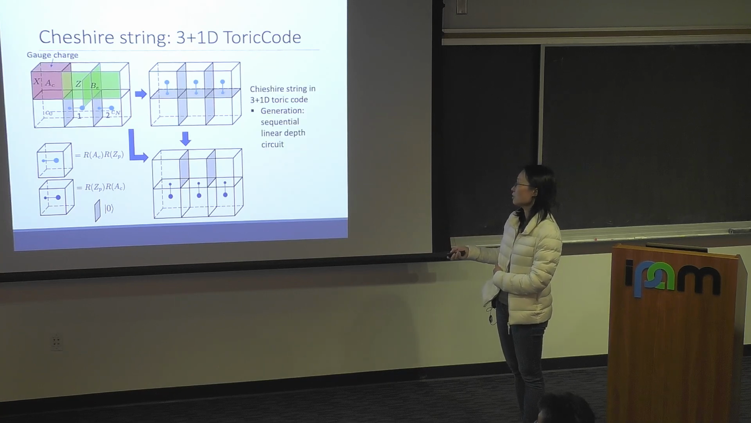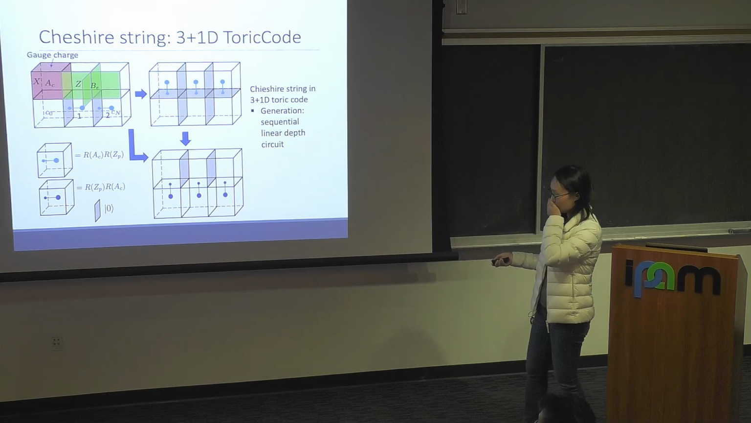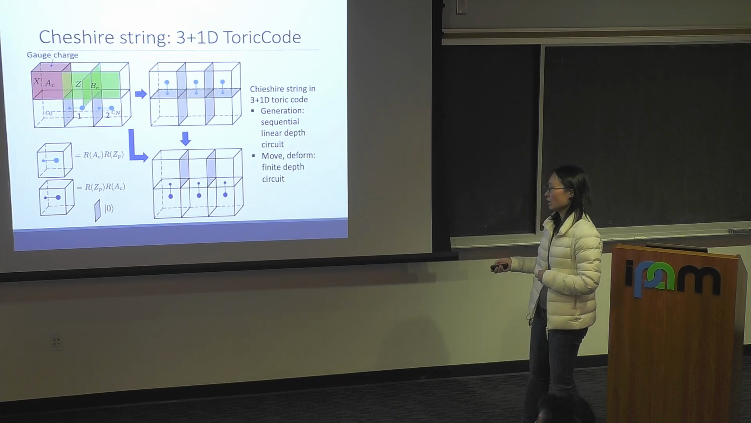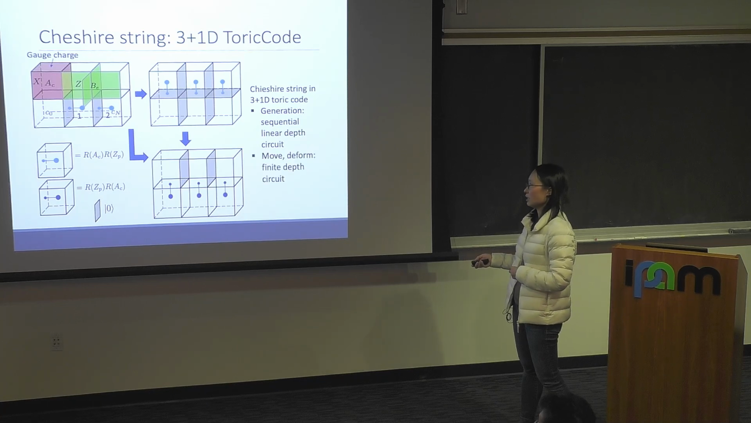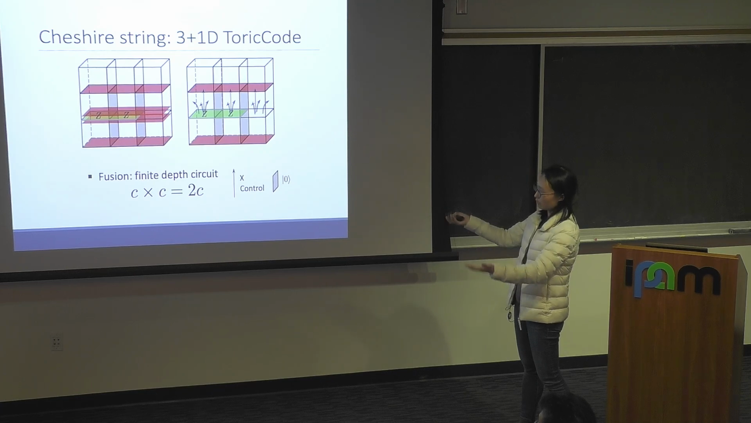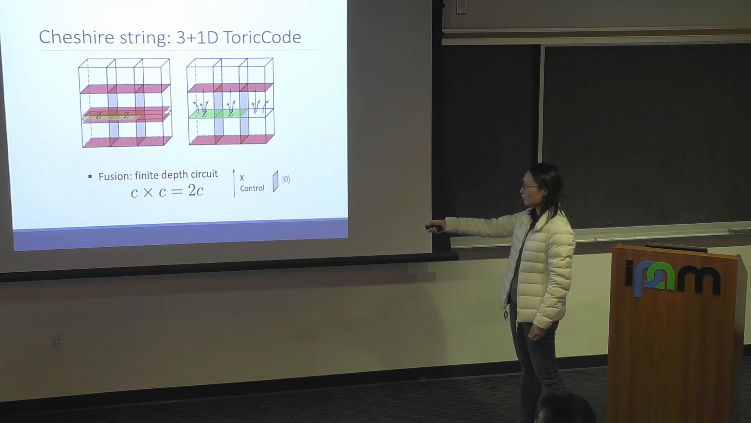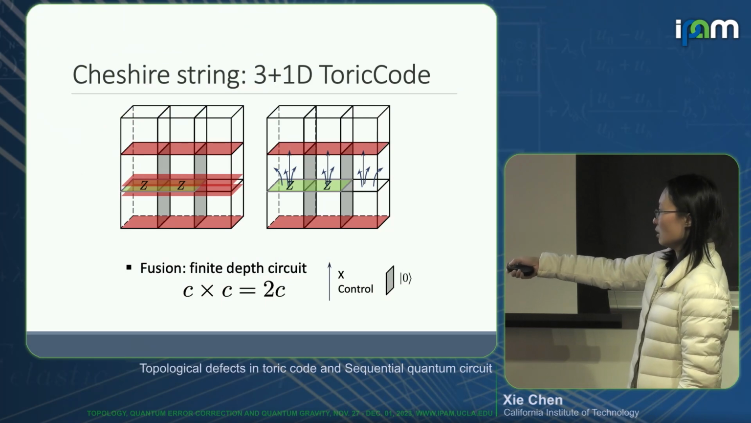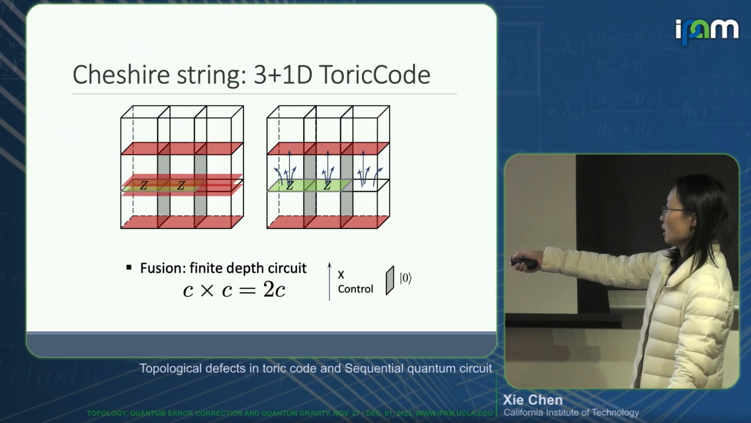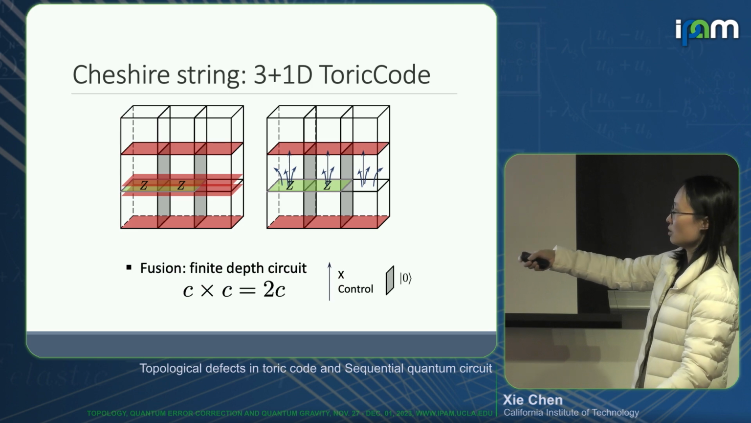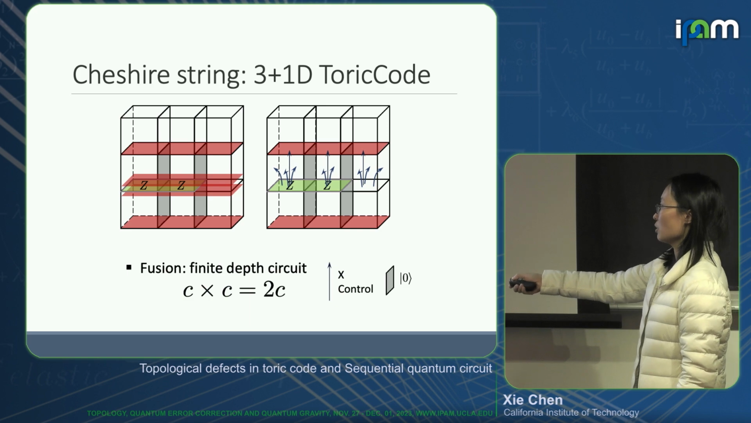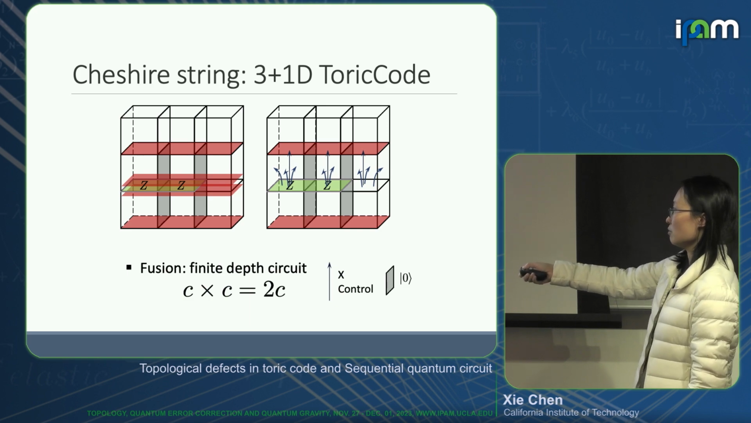So the Cheshire string in 3+1 Toric code can also be generated with a sequential linear depth circuit, and also moved and deformed with a finite depth circuit, and also fused with a finite depth circuit. So here, very similarly, instead of writing a 2, I should write 1+1 D Z2 gauge theory as the coefficient, even though it's just some totally decoupled theory from the bulk. Okay, that's what the coefficient means.